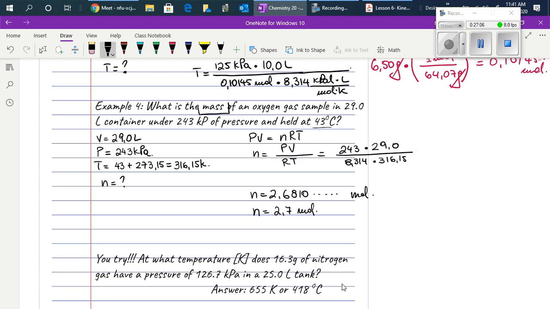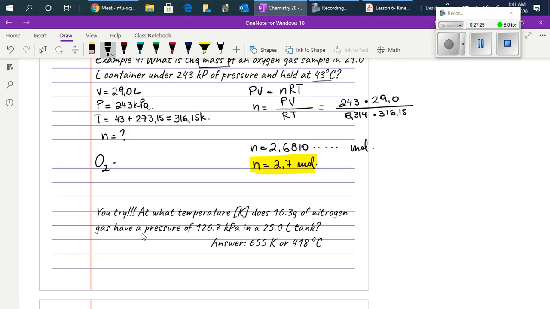Now, to honor the significant digits, the lowest one is 2 digits, so the final answer will be 2.7 moles. And if they are asking you to find the mass, then use the fact that oxygen gas has 2 atoms in its molecule and find the molar mass, and then go through the process as we did before. Now it's your time to try this.